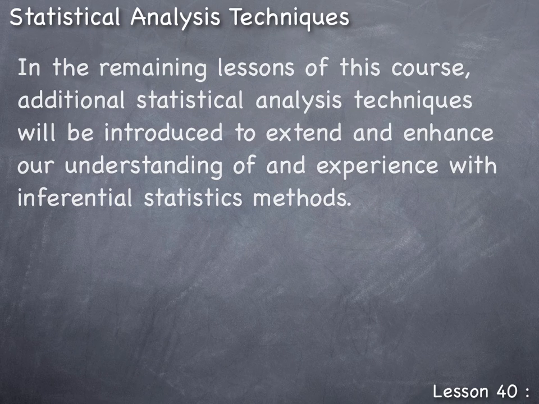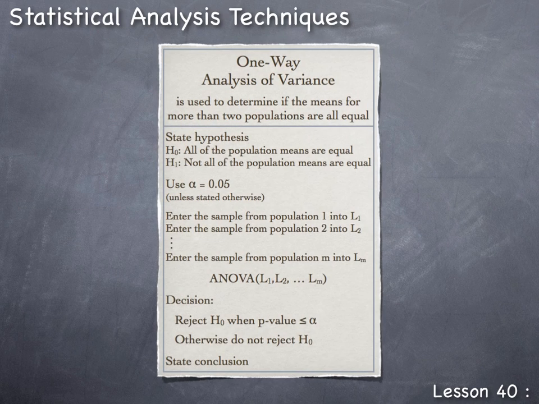Topics which we cover in these upcoming lessons include a one-way analysis of variance. A one-way analysis of variance is used to determine if the means for more than two populations are all equal. This is accomplished by conducting a hypothesis testing procedure. Now, in previous lessons, we've learned how to conduct a hypothesis testing procedure involving one population mean and hypothesis testing procedures involving two population means. Now, with the introduction of a one-way analysis of variance, we'll be able to conduct a hypothesis testing procedure involving three or more population means.